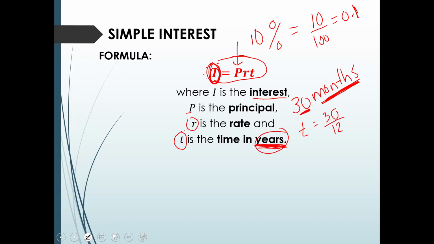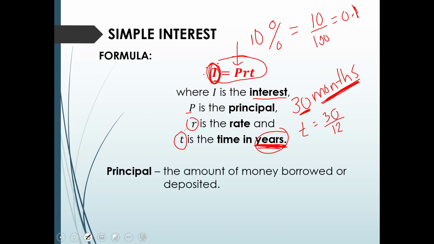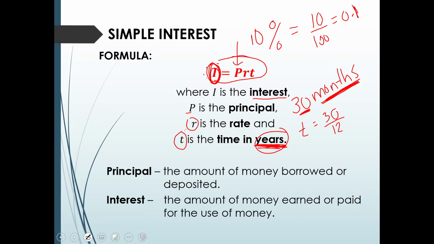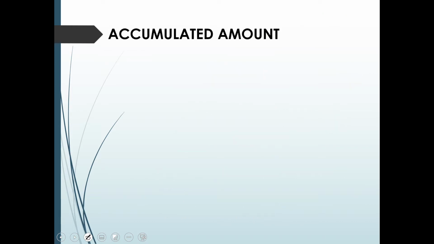So remember, I is equal to PRT. I is the money you gain because you put something in the bank, so that will be the interest. P is the principal, the money you have in the beginning. Rate is the percentage divided by 100. Time should be in years; if it's in months, divide by 12. Principal is the amount of money you borrowed or deposited in the bank. Interest is the money you earn from it.